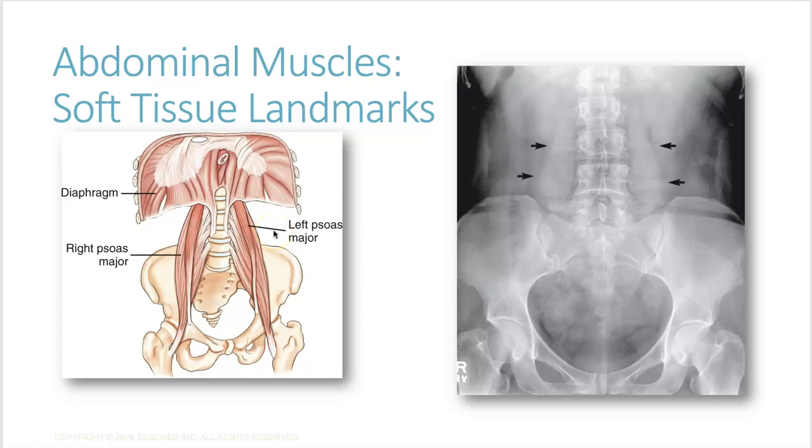Okay, let's talk about abdominal muscles and some soft tissue landmarks. So here is our abdominal x-ray. This is most likely a KUB. What you will learn about in positioning also is that a KUB is a picture of the abdomen, specifically for the kidneys, ureters, and bladder.